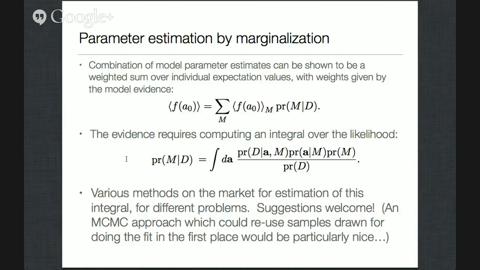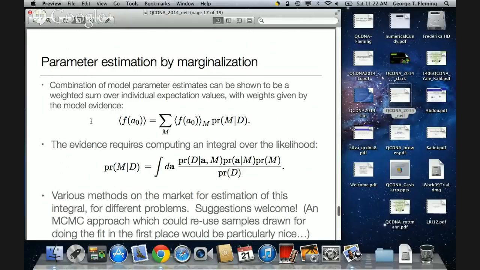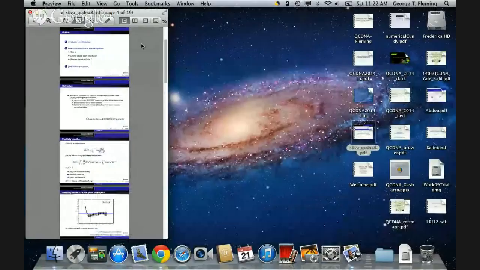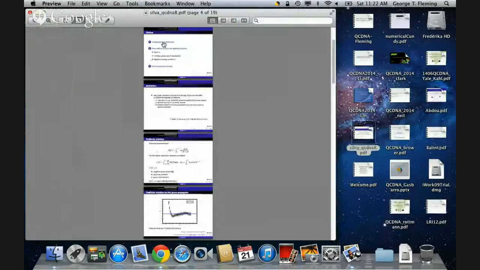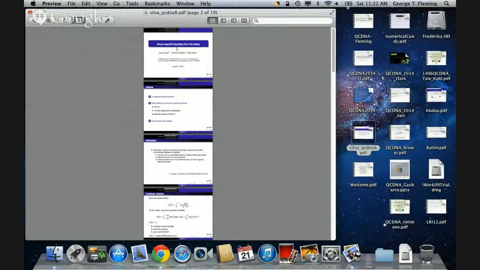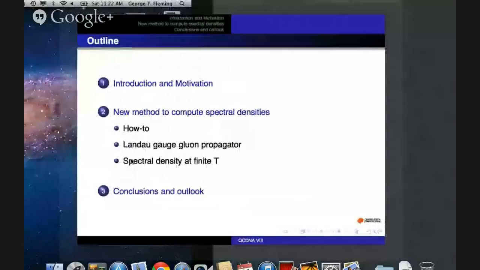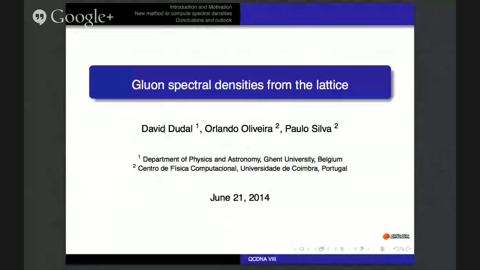And then our final talk of the day is Paulo da Silva from Coimbra in Portugal. Let's see. And we may actually be, our lunch reservation is at 1, but maybe we'll just go early. I don't think it'd be a problem. Okay. Is your mic on? Is your mic on? Good. That's good.